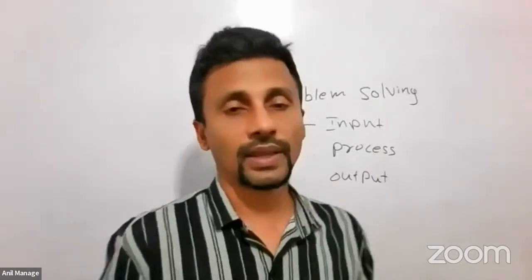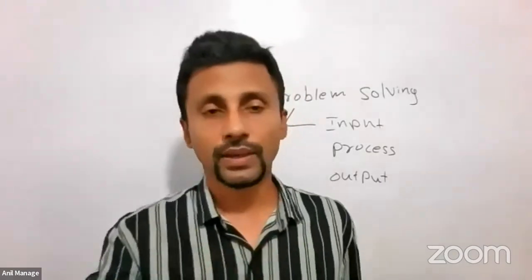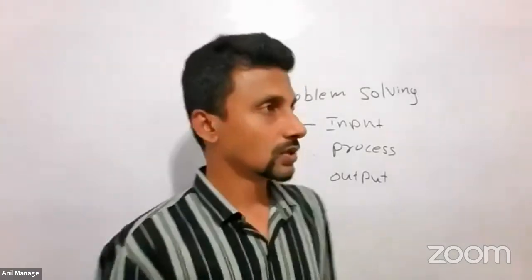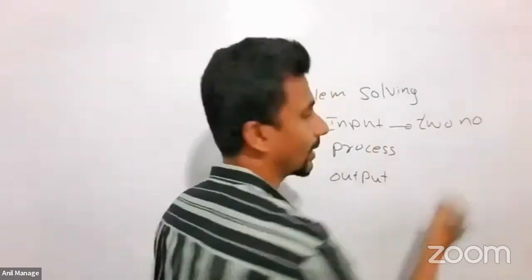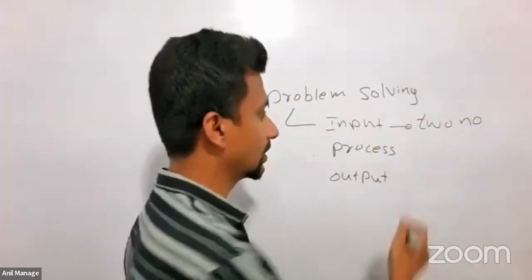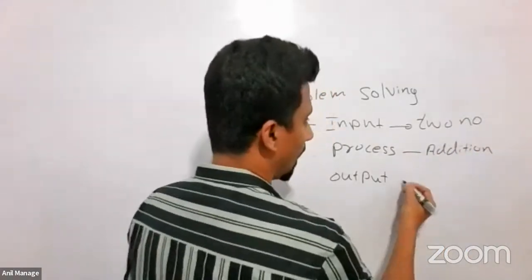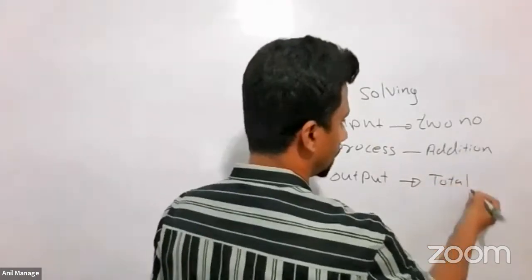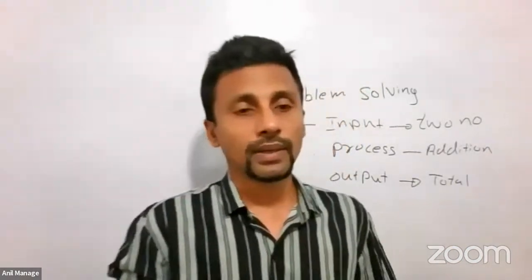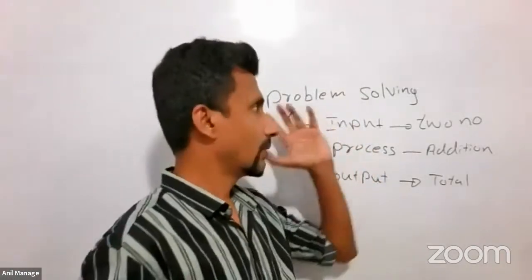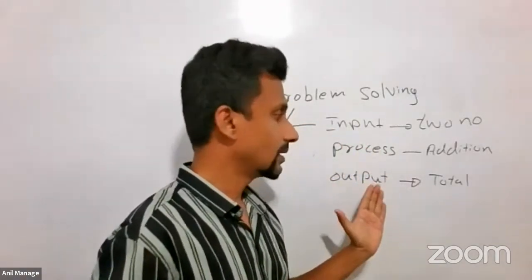Now, as an example, I need to find out, getting two numbers and adding them together and showing the total. That is my problem. When you take that kind of a problem, input will be two numbers. We don't know what the numbers are, right? But input will be two numbers. Process is addition. You have to add them together. And output will be the total, right? So that is the main or first thing that you should know about problem solving, right? When you get a problem, you should be able to understand what the input is, what the process is, and what the output is.